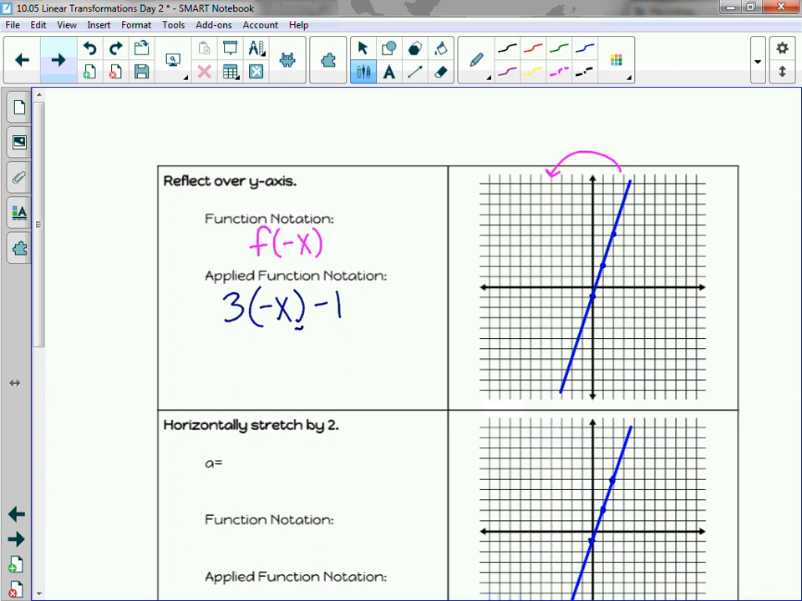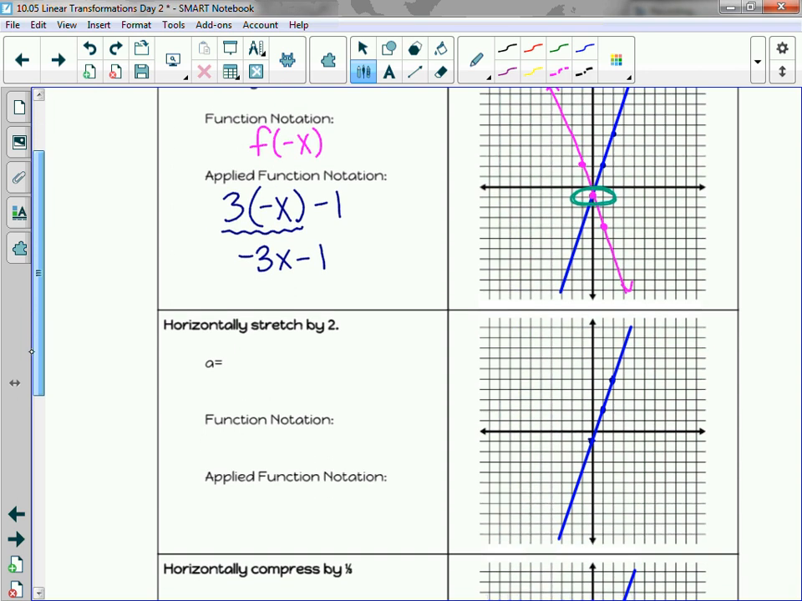So the only thing that switches here is your slope is now negative. So let's graph. Negative 3x minus 1. So my y-intercept is still the same, which makes sense if I'm just reflecting over y. But now my slope has become negative, and it's created this x. And there you can see your point of reflection.